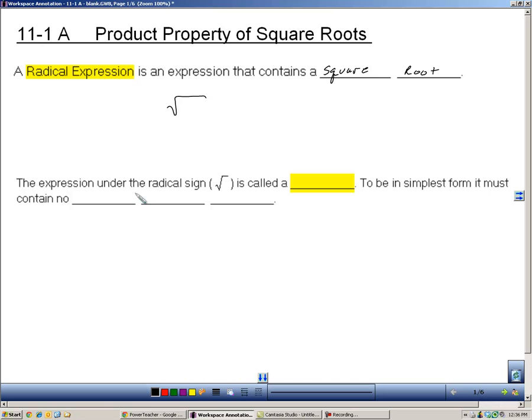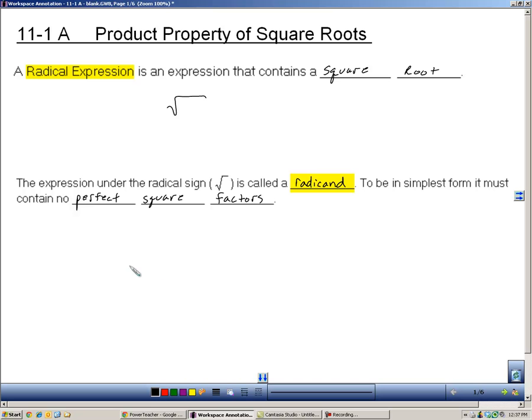And now we'll say that the expression under the radical sign, so the stuff that's going to be under that sign, is called the radicand. And to be in simplest form, the radicand, or the numbers and letters underneath there, must contain no perfect square factors.